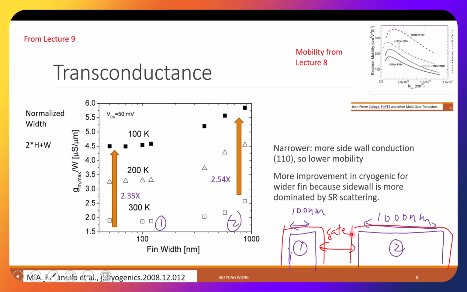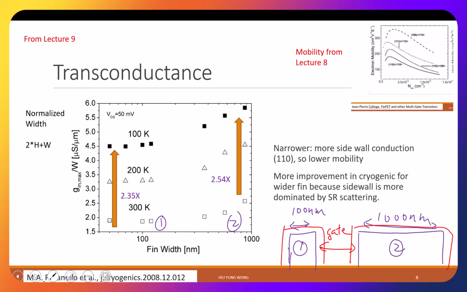Okay, now, if I have a small fin width or large fin width, regardless of which one, when the temperature decreases, the transconductance increases, which makes sense, right? Why? Do you remember? When temperature reduces, transconductance increases. Less phonon scattering, so better mobility, right? Okay, good.